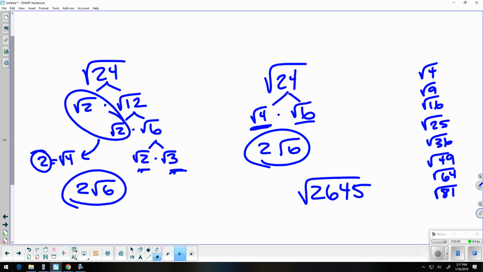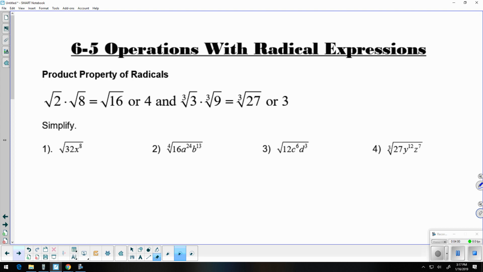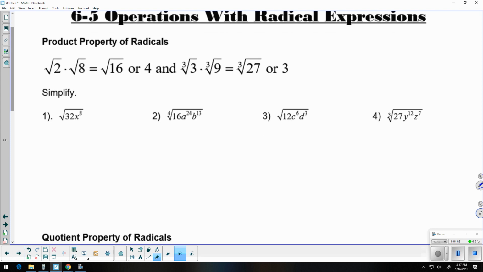Okay, so I'm going to show you guys a couple ways. For the first one, we're taking the square root of 32 and then x to the eighth. Again, I'm just going to break it up because we're taking the square root of each term. 32 I know is not a perfect square, so I need to break it down. I'll do 2 times 16, 2 times 8, 2 times 4, and that's 2 times 2. Again, we're looking for matching pairs.